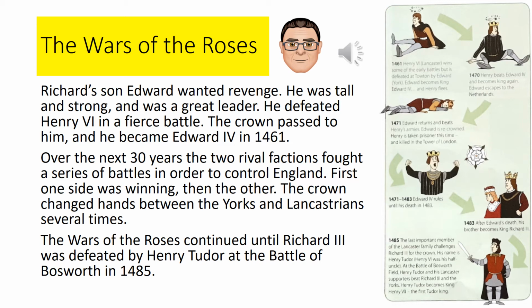Over the next 30 years, the 2 sides fought a series of battles to control England. The crown changed hands several times. Sometimes the Yorkists were in charge, sometimes the Lancastrians. These wars continued until Richard III was defeated by Henry Tudor at the Battle of Bosworth.